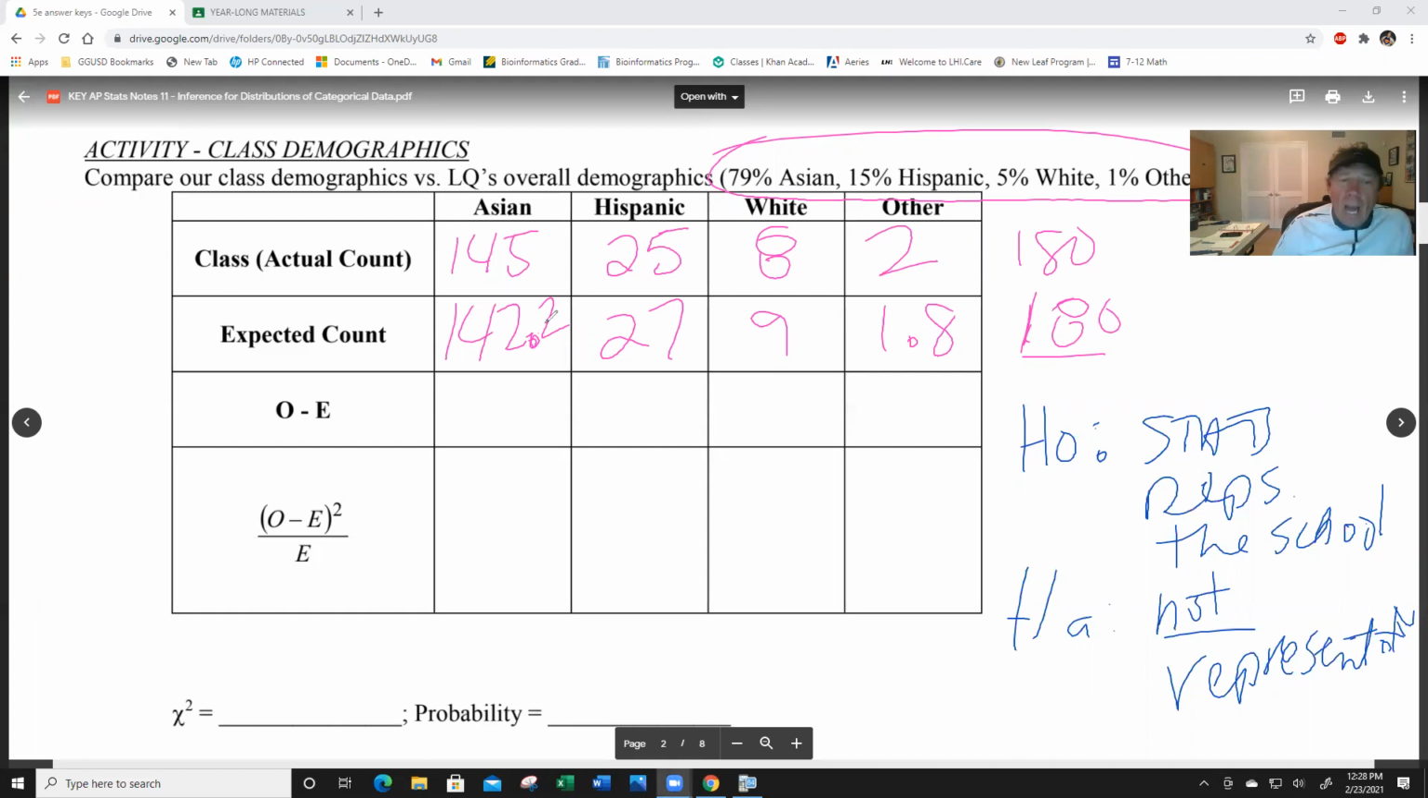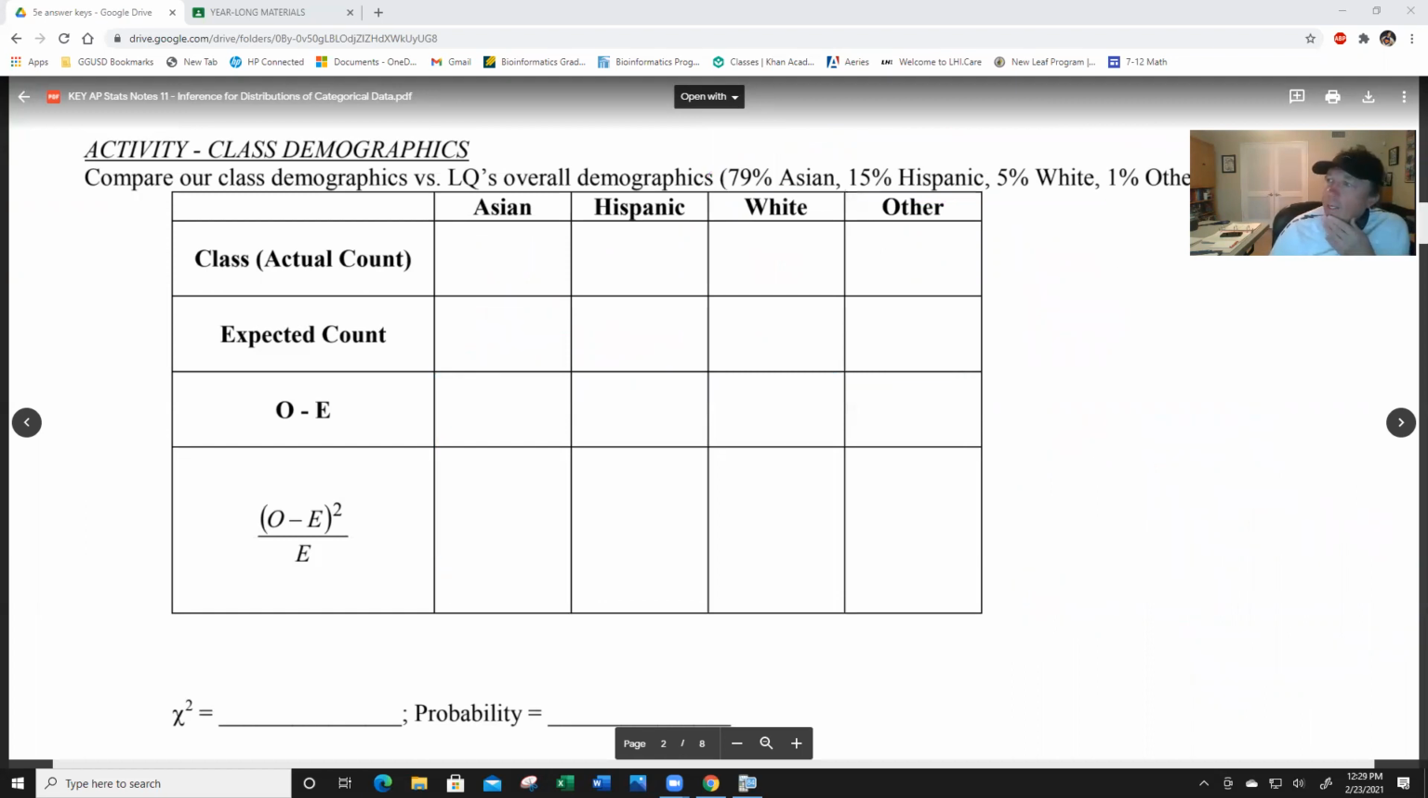Now, I am not going to do this (O minus E) squared divided by E by hand. That's a little too crazy for me. So I'm going to go ahead and type it in my calculator and do this 3 different ways. Let me clear this and go to my calculator, and I have it pre-plugged in.